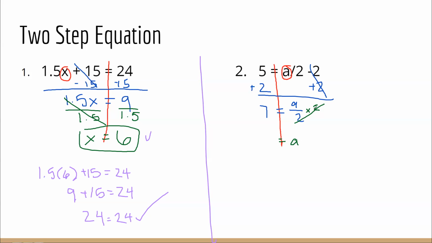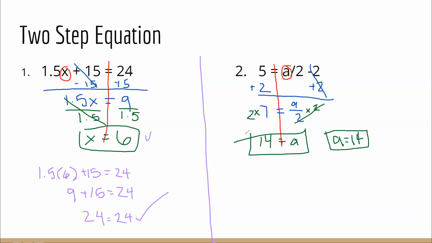And so since I multiplied by 2 on the right, I should be multiplying by 2 on the left as well. Because whatever I do to one side, I should do to the other. 2 times 7 is going to give me a 14. And so I get a equals 14 because we can always flip the two expressions of the equation. So I know that a equals 14.